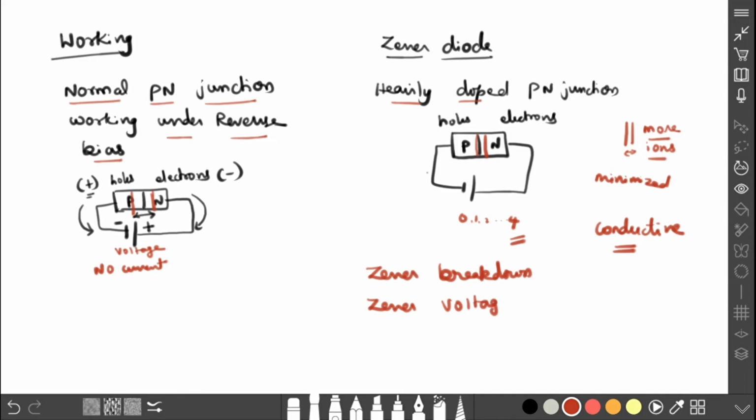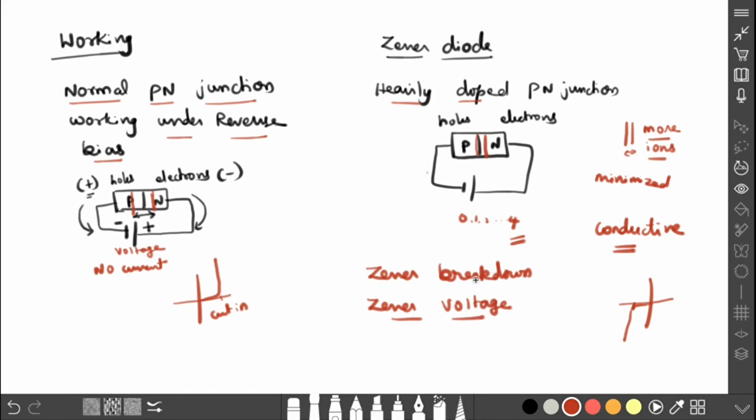In the case of the normal PN junction, we have already discussed forward biasing. Once it crosses the threshold voltage, or cut-in voltage, the current increases rapidly. The same thing we are going to discuss for the Zener diode, but in the reverse direction. At a particular voltage, its current will increase rapidly. That voltage is called the Zener voltage or breakdown voltage, and this breakdown is called Zener breakdown.